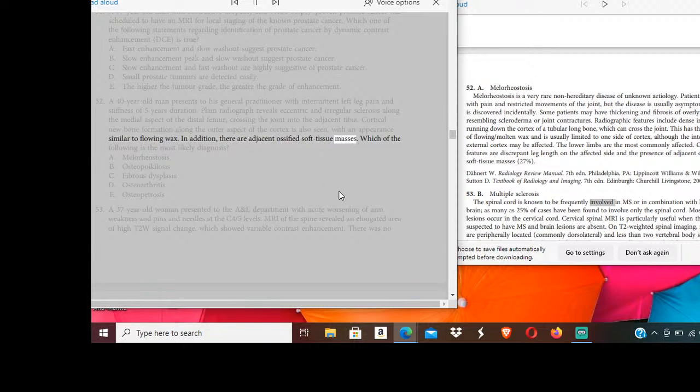Ossified soft tissue masses. Which of the following is the most likely diagnosis? A. Melorheostosis. B. Osteopoikilosis. C. Fibrous dysplasia. D. Osteoarthritis. E. Osteopetrosis.